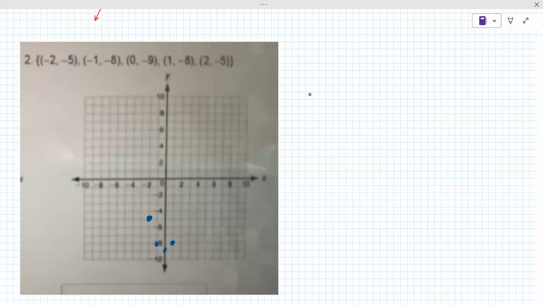All right, so it should look something like what I've got here. It should have sort of a U shape to it, which is different than the previous one. The previous one was a line, so you could just connect them. It should have some curvature to it.